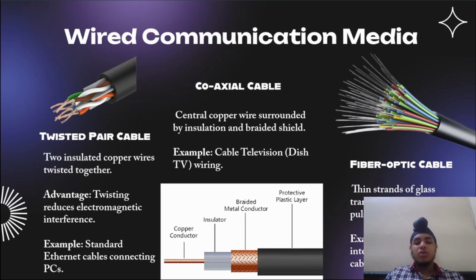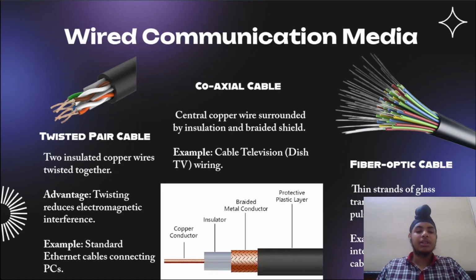Next is coaxial cable. Coaxial cable is a copper wire surrounded by insulation and braided steel. It is surrounded by heavy shielding because it can carry data over long distances. Its example is cable television, like Airtel or Tata Sky.